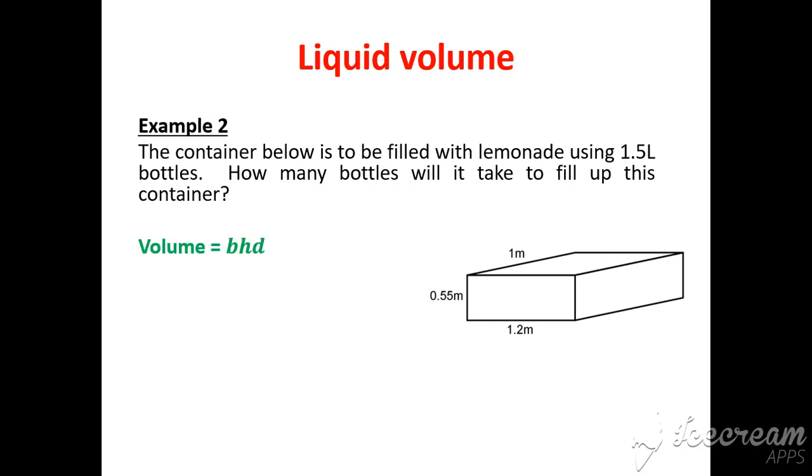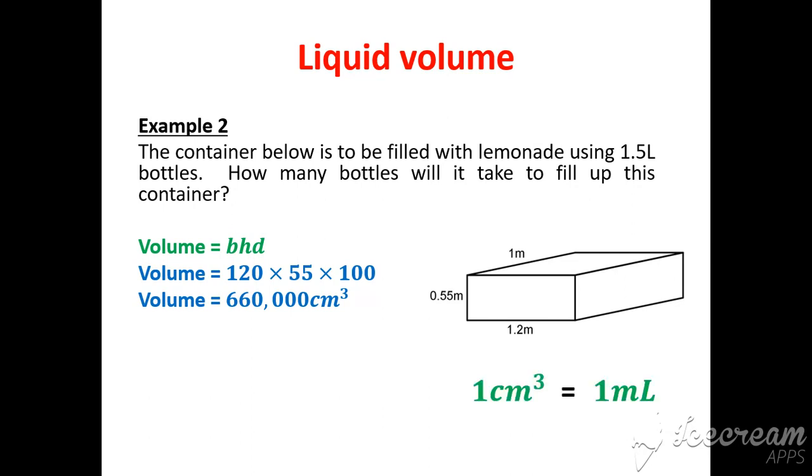Well, it's a cuboid, so the volume of a cuboid is base times height times depth. So we're going to go 120 times 55 times 100. Now notice I'm not using the lengths in meters. I've changed them all to centimeters. So 100 centimeters is 1 meter. 55 centimeters is 0.55 meters. And the 120 is 1.2 meters. So I'm working in centimeters, right? That's important to know. So that gives me 660,000 centimeters cubed.